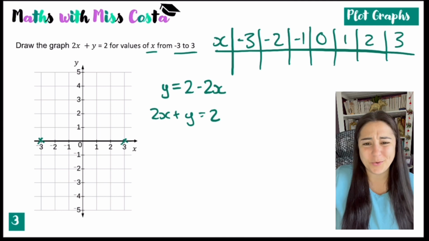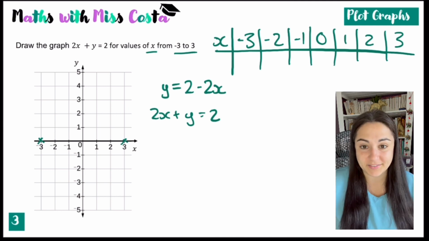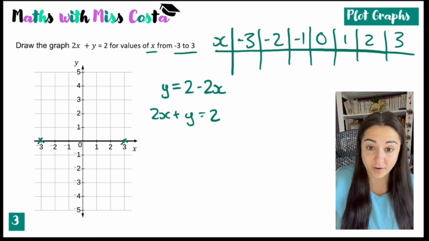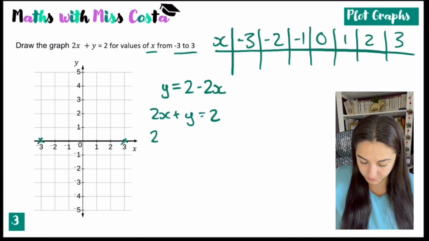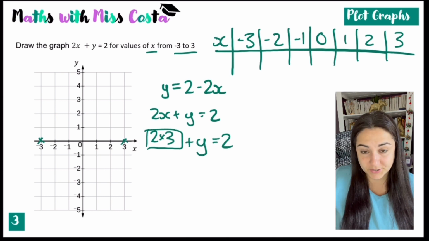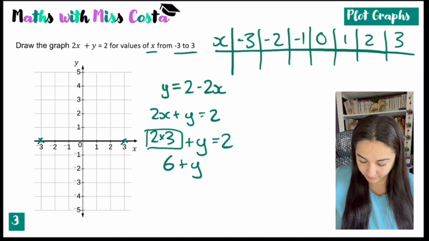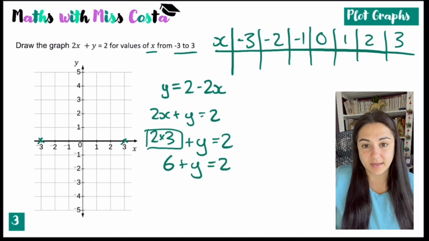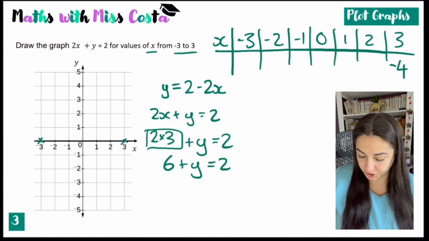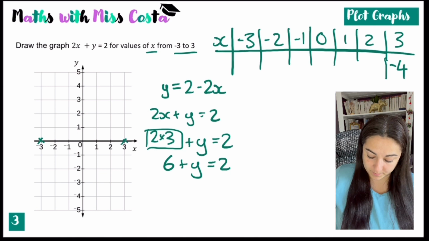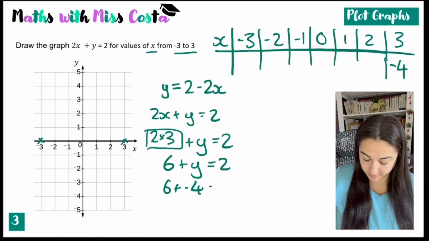So the first x value, it's always so much easier to start from the positives, especially if negatives aren't your forte. Start from the positive, start from the right-hand side. So 2x plus y, let's do it the way that the equation has been written. 2x, I would do 2 times 3. That's my x coordinate, plus y equals 2. What's 2 times 3? 6. So 6 plus y equals 2. Now 6 plus -4 gives me 2. So y would be -4.